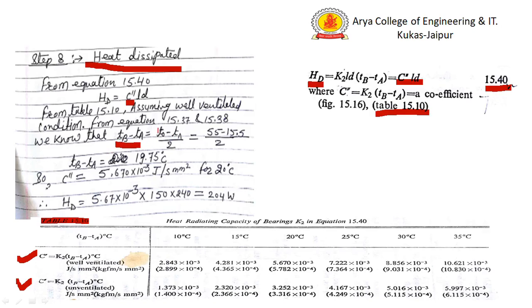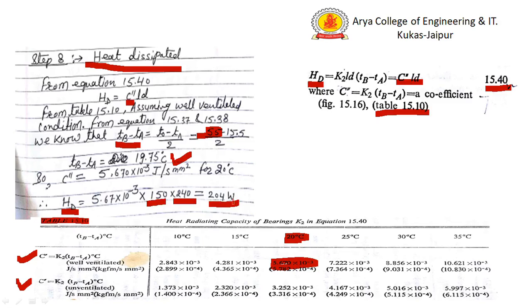We know that TB minus TA is (TO minus TA) by 2, and TO is the operating temperature, 55 degrees centigrade. TA is 15 or 15.1 degrees centigrade. We can take 15.1. So this value comes to 19.75. So we can take C double dash from this table for 20 degrees centigrade. So this value is 5.670. Put this value in the equation. So HD is 5.67 times 10 raised to minus 3, C double dash, times the diameter of the bearing D and the length. So it comes to 204 watt.